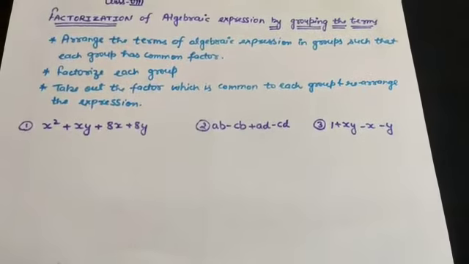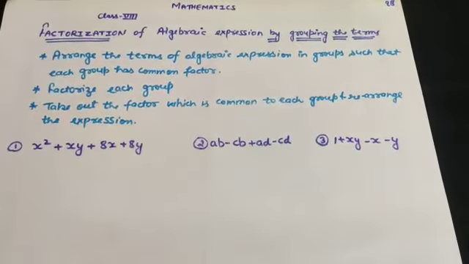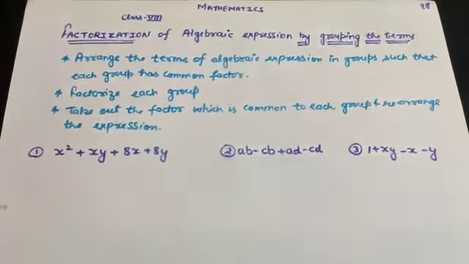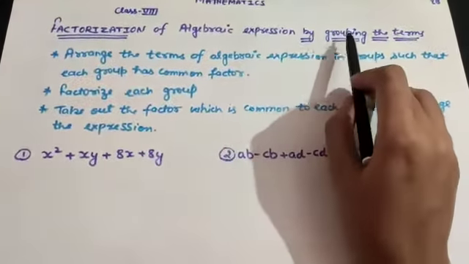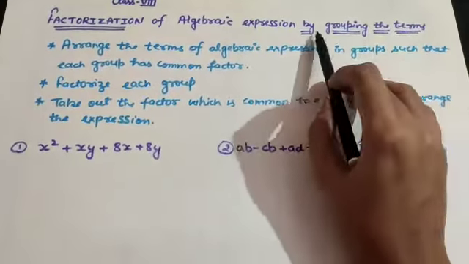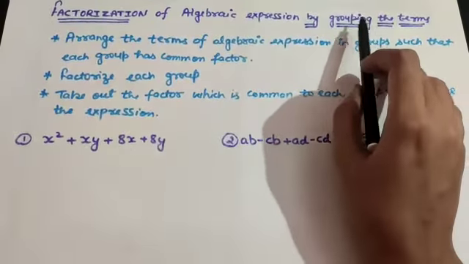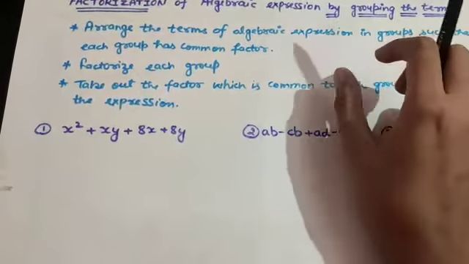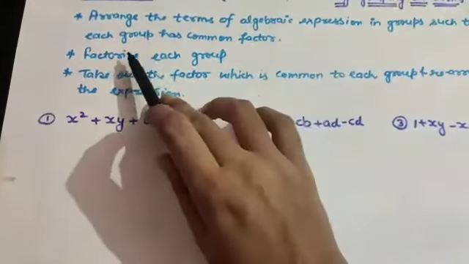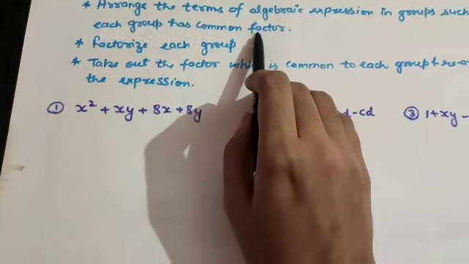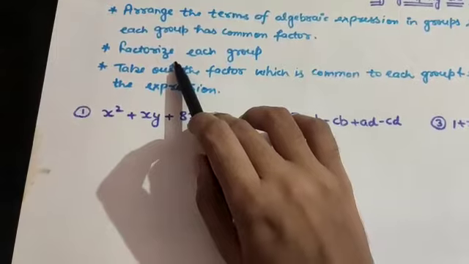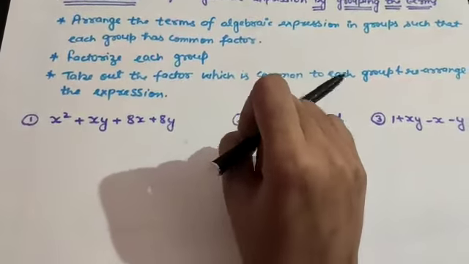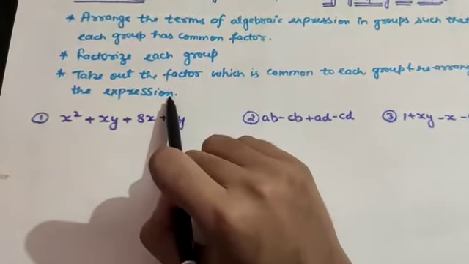So today we are going to study one more method of factorizing an algebraic expression. We will factorize the algebraic expression by grouping the terms. What does it mean by grouping the terms? It means that we will arrange the terms in such a way that we make groups where each group has a common factor. Then we will factorize each group, take out the factor which is common to each group, and rearrange the expression.